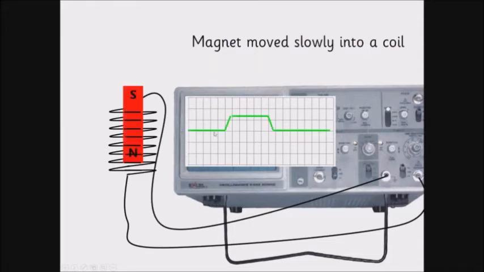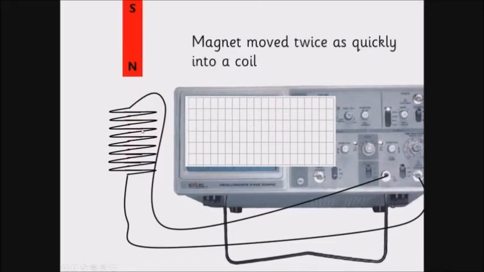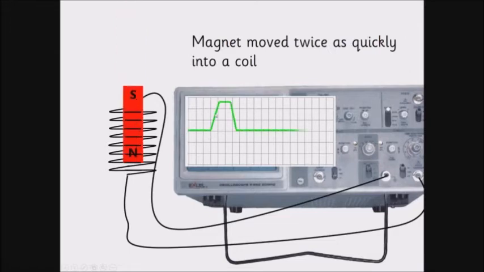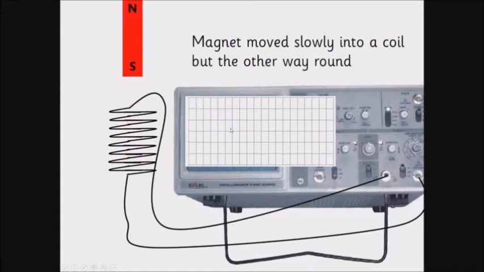If I go back to the first one, here is a much longer period of time where the voltage is being produced, but it's a smaller voltage. If we move it in faster, it's a bigger voltage, twice as big, but it only lasts half the amount of time. Okay, then we could do magnet moves slowly into a coil, but the other way around.